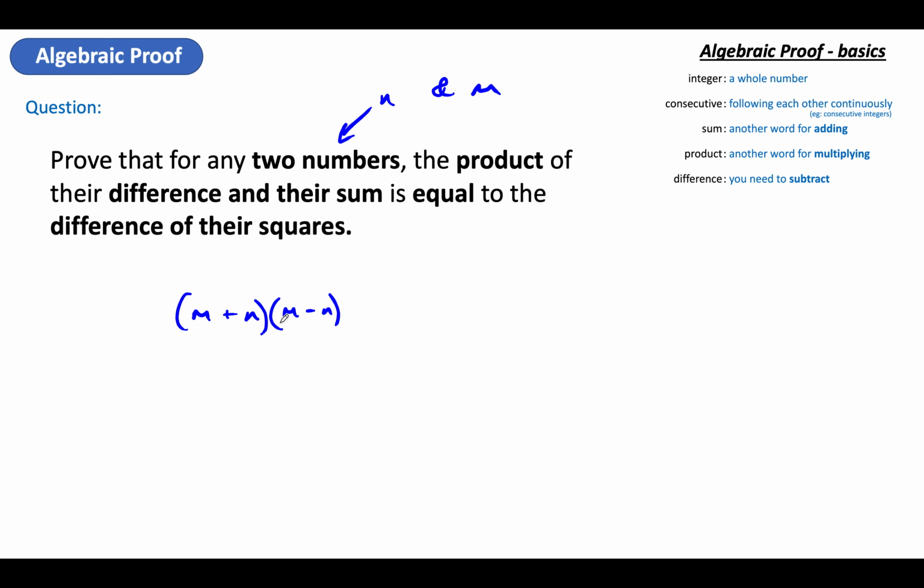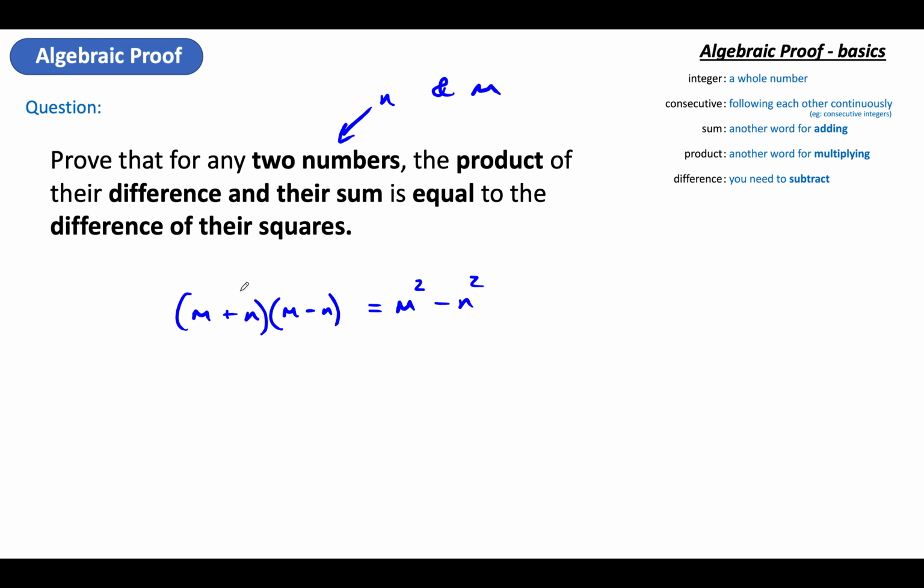Now, you might have put your letters the other way around. I'm not sure why I put m and then n, but it doesn't matter. It will still work. That, I've got to show, is equal to the difference of their squares. Well, that means I square them, and I subtract one from the other. I've got to show that this side is equal to this side. How do I show that? Well, I just do it, right?